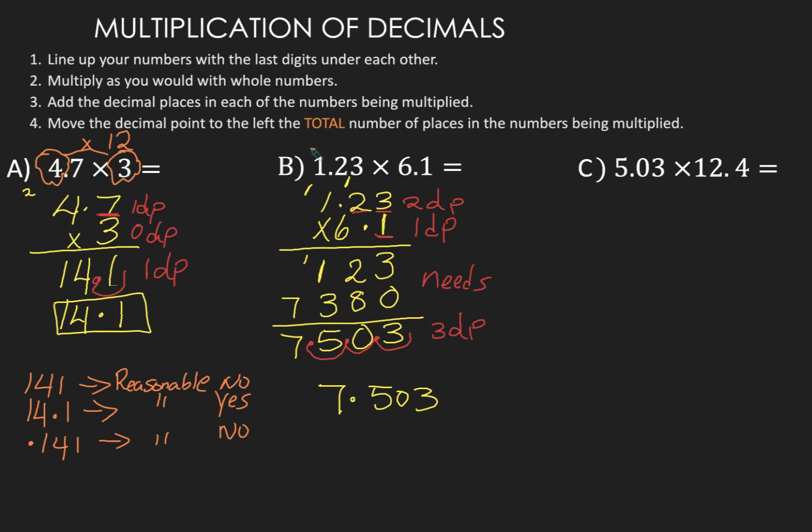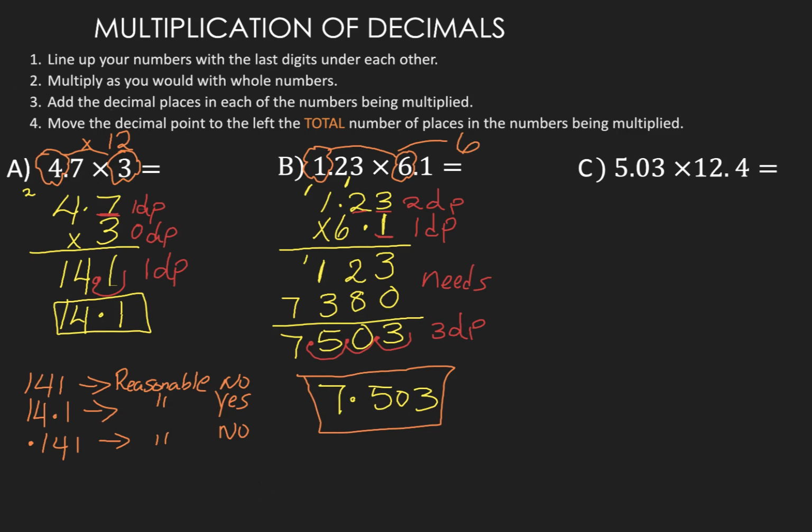And I can check to see if this is reasonable, focusing on the whole numbers. So I have 1 times 6. When I multiply 1 times 6, I get 6. So my answer should be 6 point something, in that ballpark. And my answer is 7 point something. So my answer is correct.